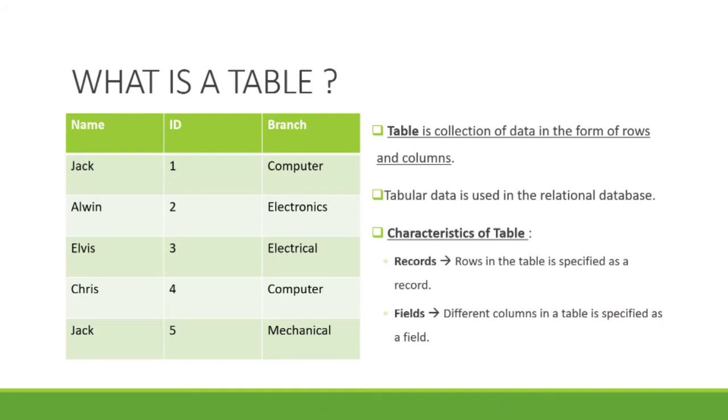Now the other thing is the rows. Each row represents a record of a certain thing, place or person. You can see the first row is signifying the record of Jack, since all his information is present in the first row. Similarly, Alvin's record is in row 2. So you can clearly see that rows are representing records. So these are the nomenclature of a table.